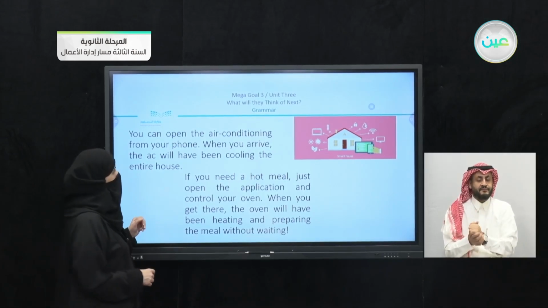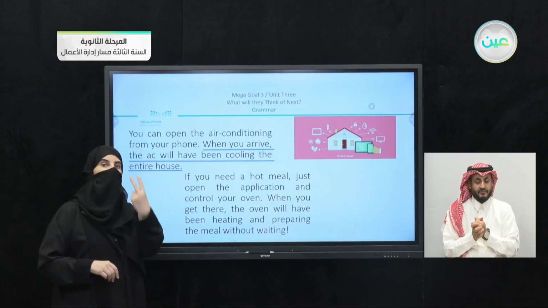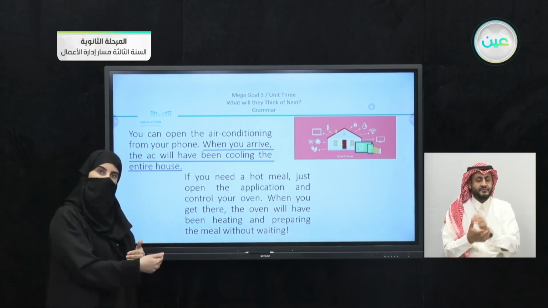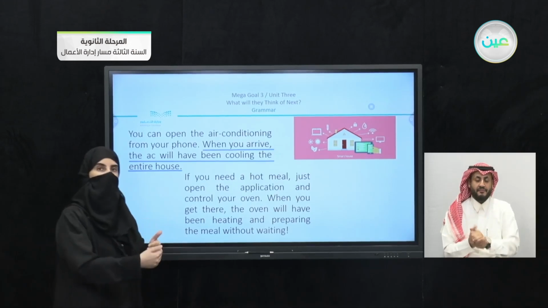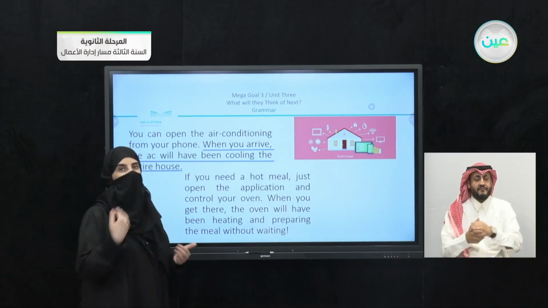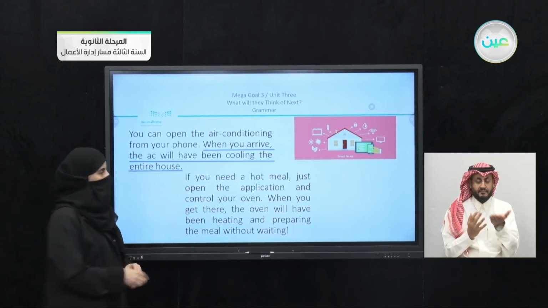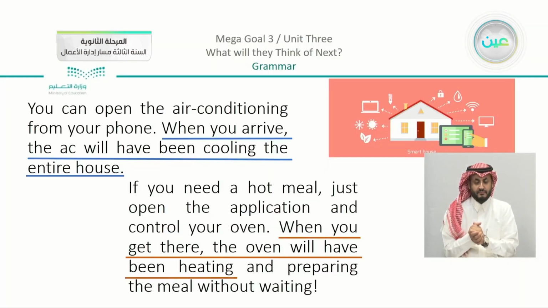Now you can see that we have the phrases, the forms: when you arrive, the AC will have been cooling. Just think about it. We are talking about two actions. Have you arrived yet? Not yet. So when you arrive, the AC will have been cooling, which means that the AC will have been working before you arrived. Two actions. The second part here, what are we talking about? We have the same idea: when you get there, the oven will have been heating. So the same meaning in two different examples for you. Moving on.